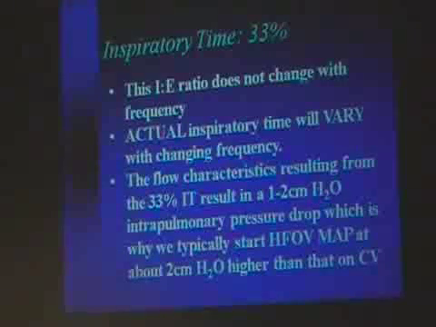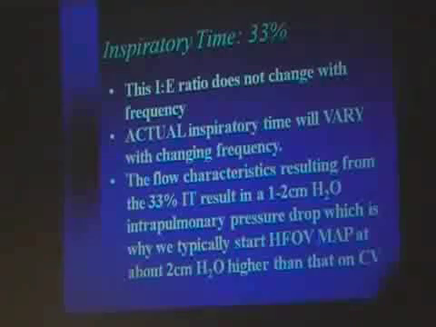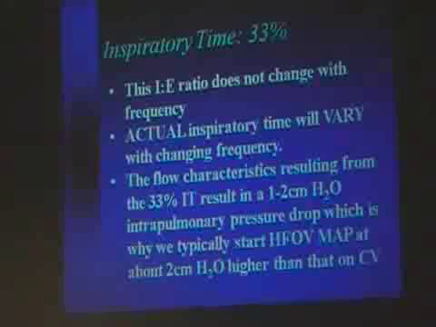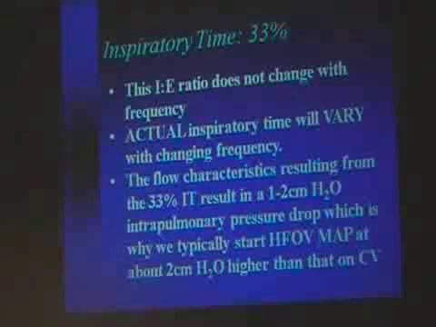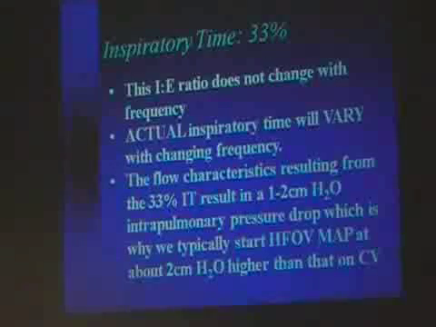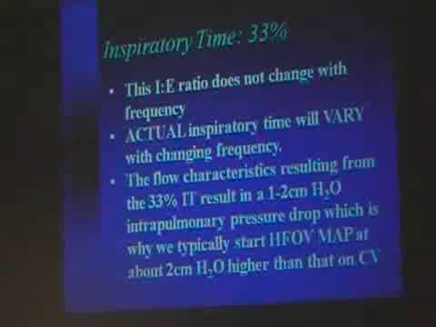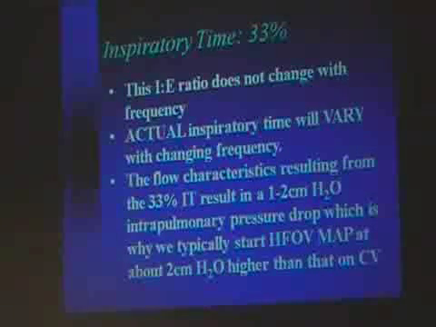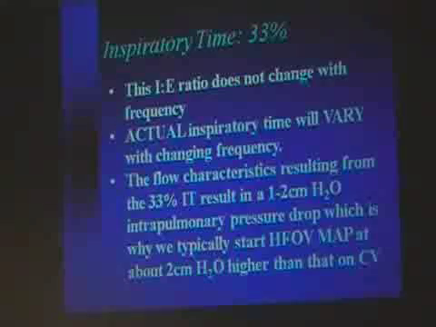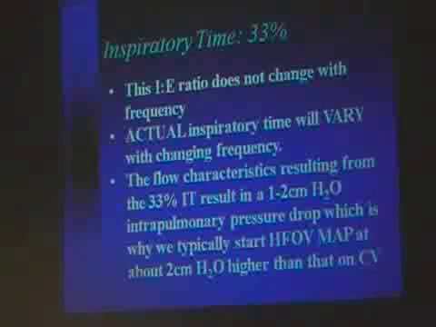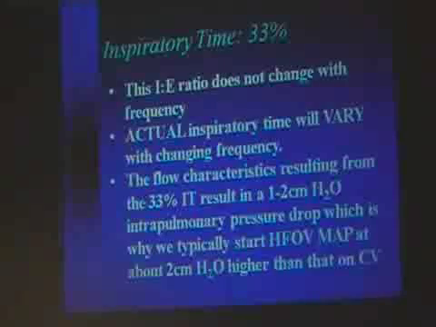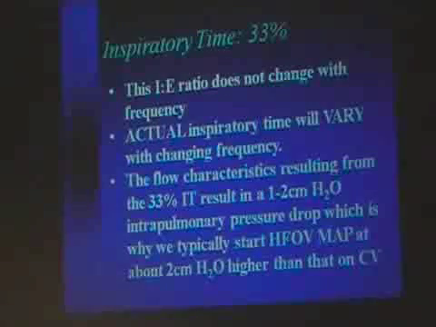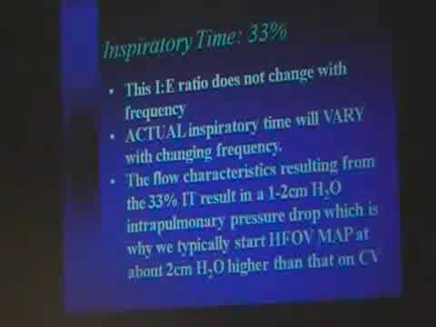This is why we typically start HFOV mean airway pressure at about 2 centimeters higher than on CV. It has nothing to do with, oh, I need a higher mean. You are, in fact, putting the baby on the same mean because of this pressure drop across the endotracheal tube. That's perfectly okay. If you want a higher mean, then you're going to have to go higher than the 1 to 2 centimeters. And that is a very important point that very few people know, and please keep it in mind. If you want a higher mean, then don't go 1 to 2 centimeters, go 2 to 4 centimeters.